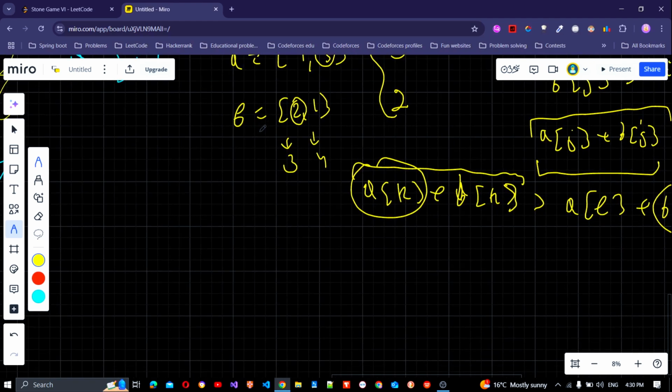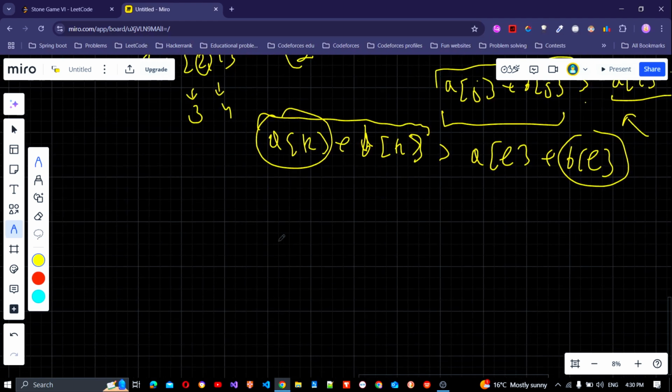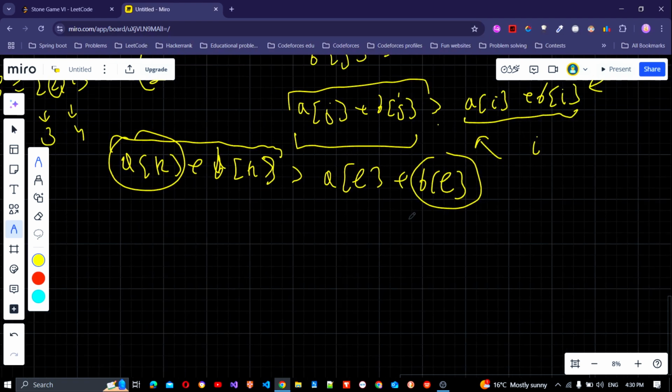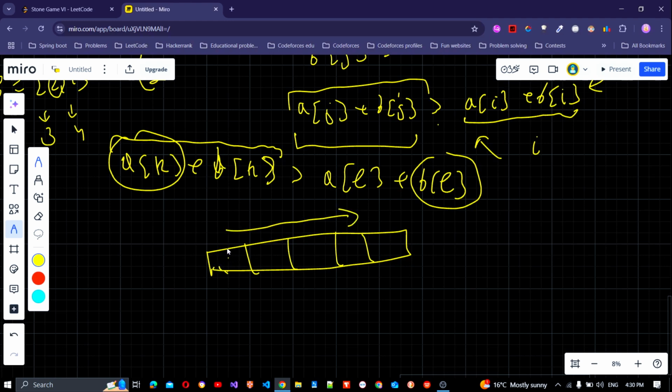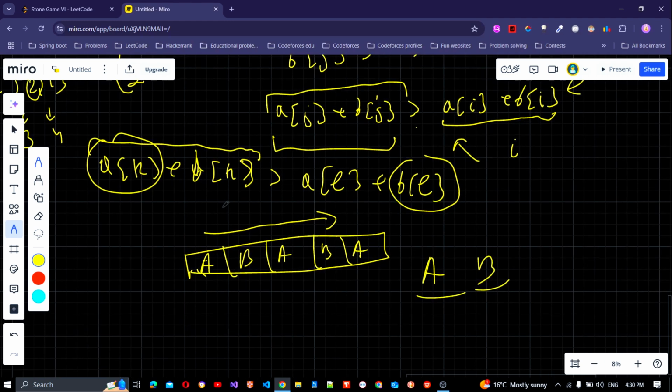And then in the code, we're just going to sort in decreasing order, and then the players will start taking the stones by turns. We'll sort the stones by the decreasing values, and then they are going to be taken by Alice and Bob, Alice and Bob, and so on. At the end, we're just going to compare the scores, A and B, and then we report the answer.